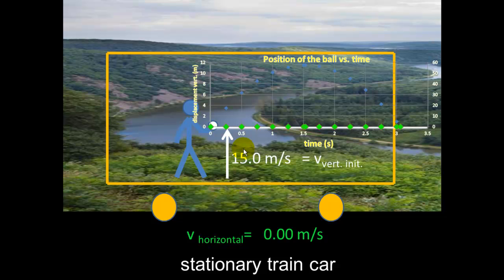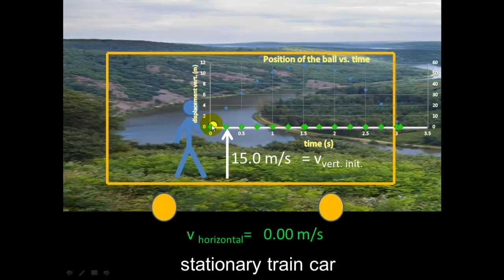Let's put a graph in motion to make it show us what's going on as time goes by. Again, we're still looking at the same scenario. We've got the stationary car. The car's initial velocity in the horizontal is 0. The person and the ball's initial velocity in the horizontal is 0, so it's not moving side to side.